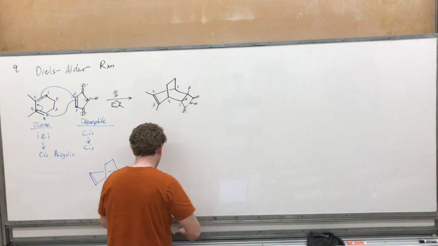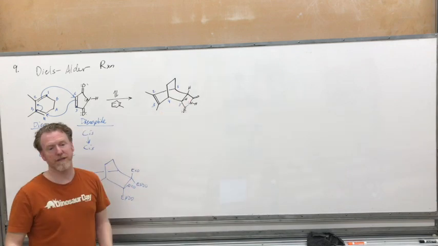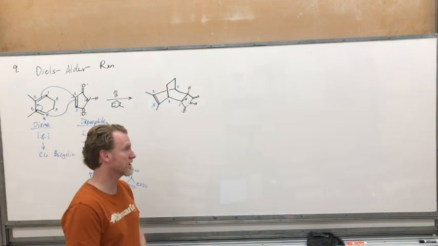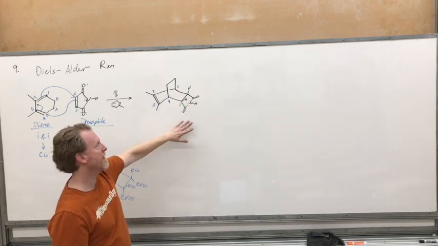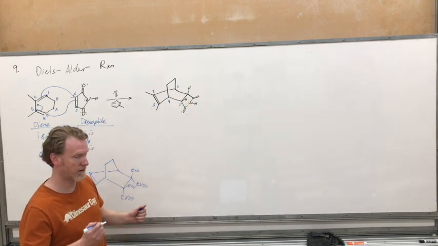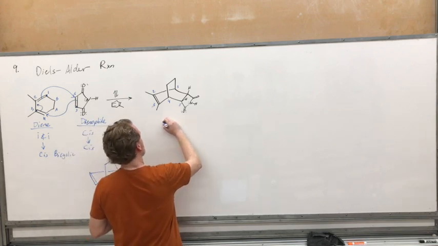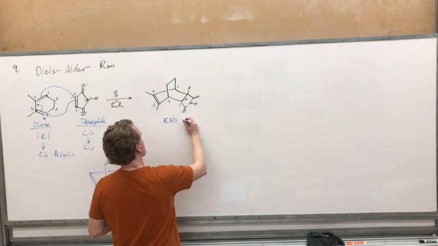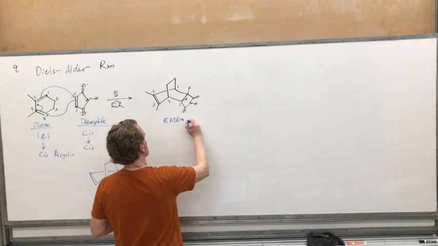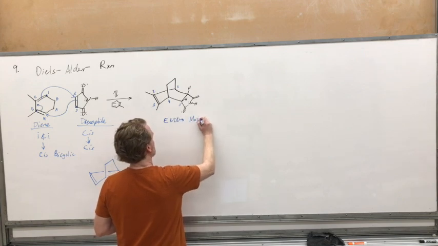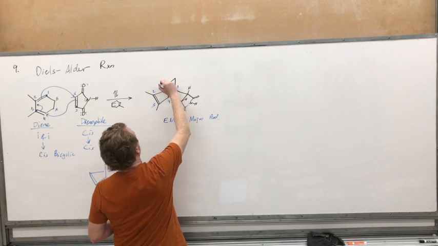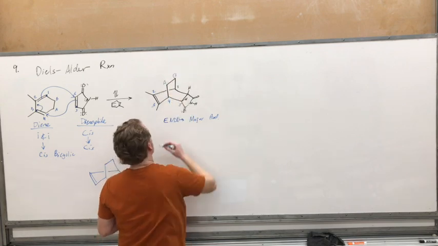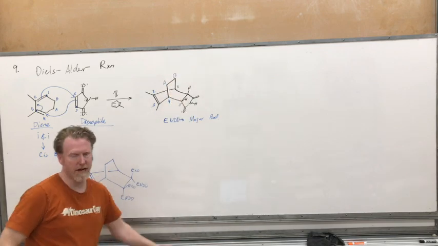Always draw in the hydrogens. I normally tell you not to draw hydrogens except for on aldehydes. But I want to draw them here so it's clear that this is what, the endo or the exo? Endo. And this is the major product. And this is your A and B, 2 carbon bridge. And now I'll draw the minor product, the exo.